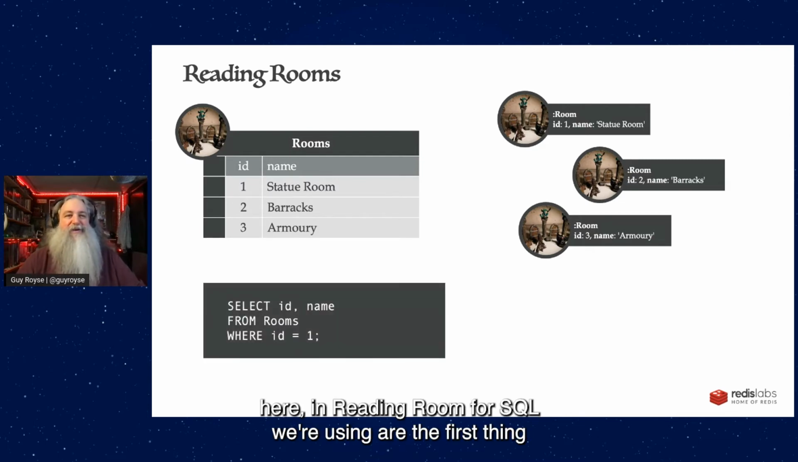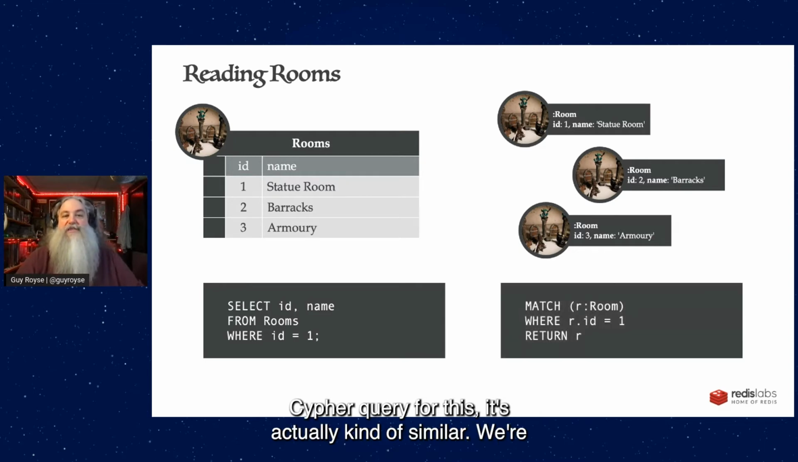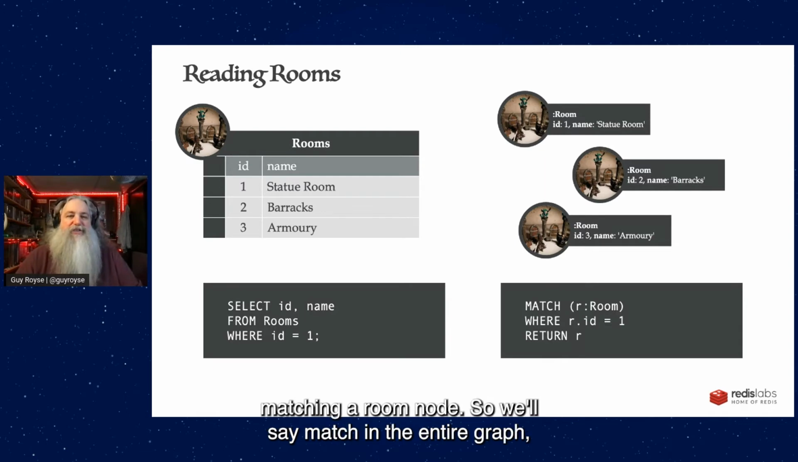So here, reading a room for SQL, the first thing you learn when you learn SQL is the select statement. Select ID, name from rooms where ID equals 1. And if we look at the Cypher query for this, it's actually kind of similar. We're matching a room node.